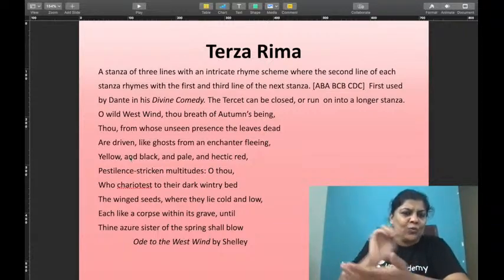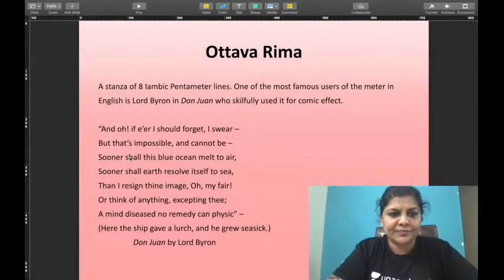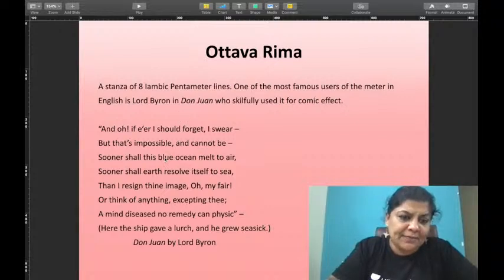Oh, wild west wind, thou breath of autumn's being. Thou breath of autumn's being. You know, like that. Ottava rima, 8 lines of iambic pentameter.